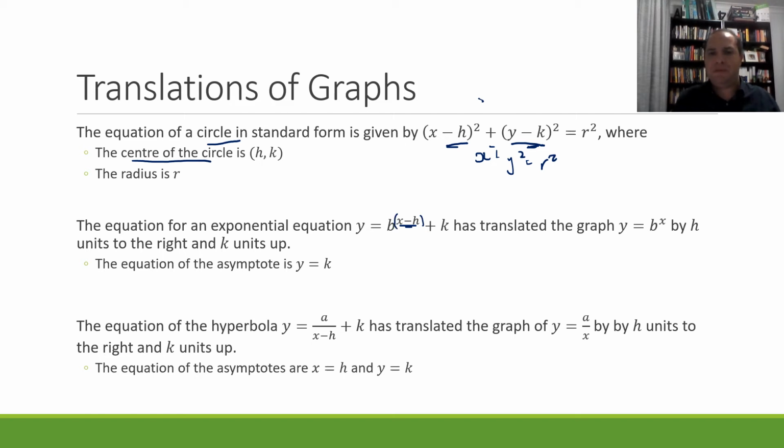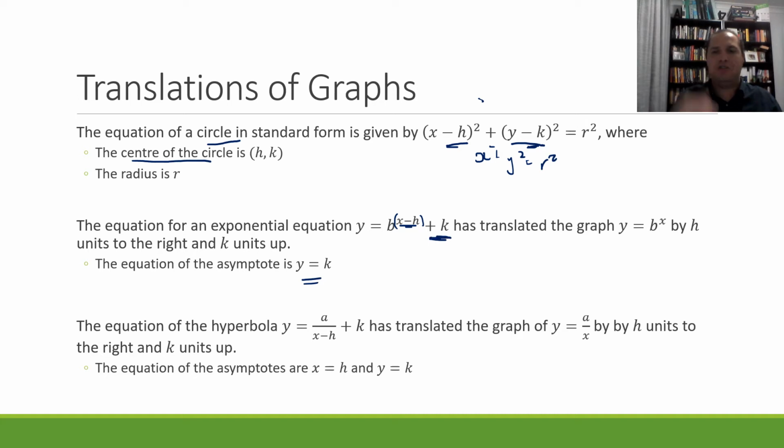So h is the opposite sign, moving it left and right. And k is on its own, right? So it's not in brackets. It's not with another variable. So it keeps its sign. It stays the same. And now the asymptote of our new exponential is y equals k.